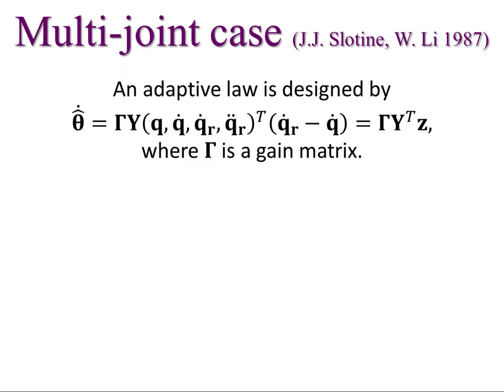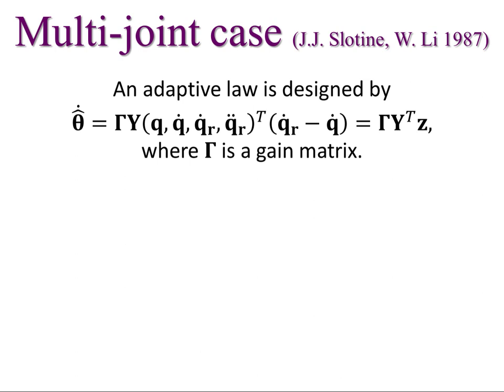The adaptation law for the parameter vector theta hat is designed like this, where gamma is an adaptive gain matrix that the designer of the controller is free to set within the range of the positive definite matrix. When the matrix Y is used for an adaptive law in this way, the matrix Y is called a regressor. qr dot minus q dot is defined as z for the future analysis.